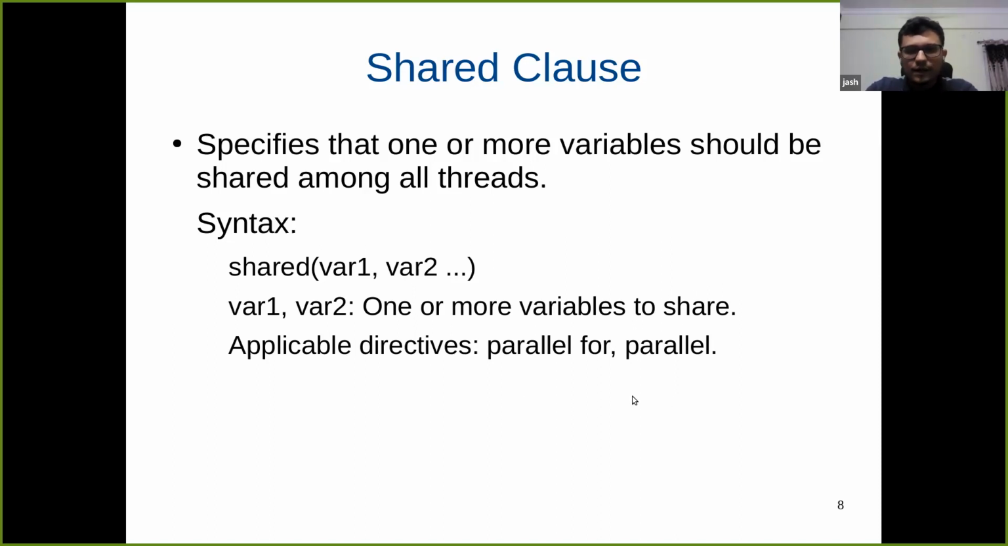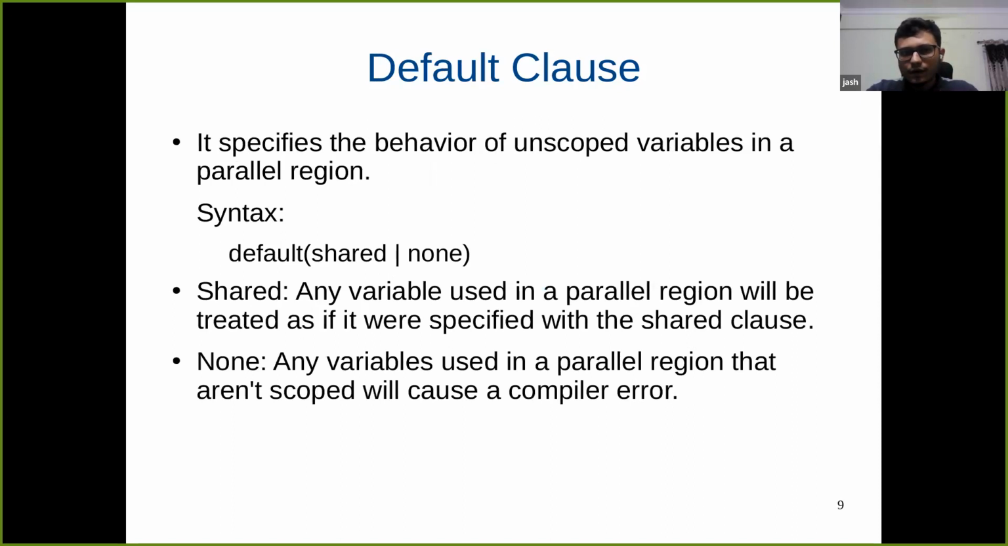So yeah, the last one is the default clause that we saw, which specifies the behavior of the unscoped variables in the parallel region. In our case, unscoped variables were J, N, and A of N. There are two values that this default can take, right? Shared and none. We saw the none, right?